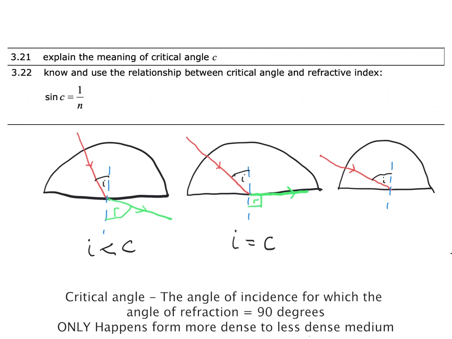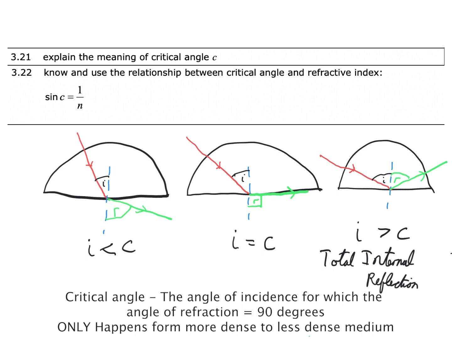And now finally, we have when the angle of incidence is greater than the critical angle, no refraction is going to happen, and we get total internal reflection occurring, where our angle of reflection will be equal to our angle of incidence. So the key takeaway of this is that when the angle of incidence is less than the critical angle, we get refraction out of the glass block. When the angle of incidence is equal to the critical angle, we get refraction at 90 degrees. And when the angle of incidence is greater than the critical angle, total internal reflection occurs.